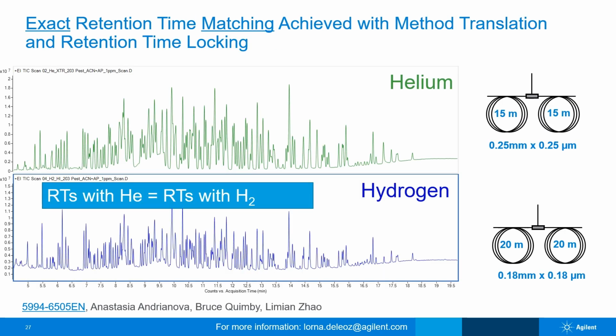Here, we see the chromatograms acquired with helium on the top and hydrogen at the bottom for 203 pesticides. They look nearly identical with the same elution order and retention times. Please note that the conventional configuration with two 15-meter columns was used with helium and two mini-bore 20-meter columns were used with hydrogen.